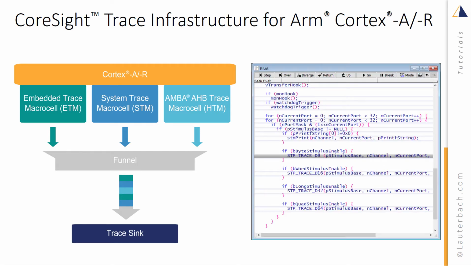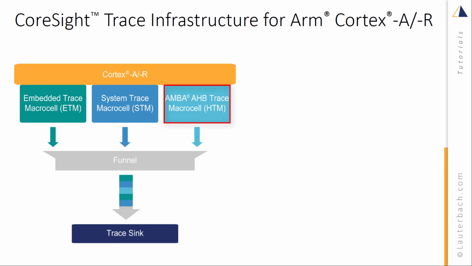The CoreSight System Trace Macrocell, short STM, enables real-time instrumentation of software with nearly no impact on system behavior or performance. It requires a modification of the target source code in order to send information to the trace sink. The HTM generates trace information for the traffic on the CoreSight AHB bus.